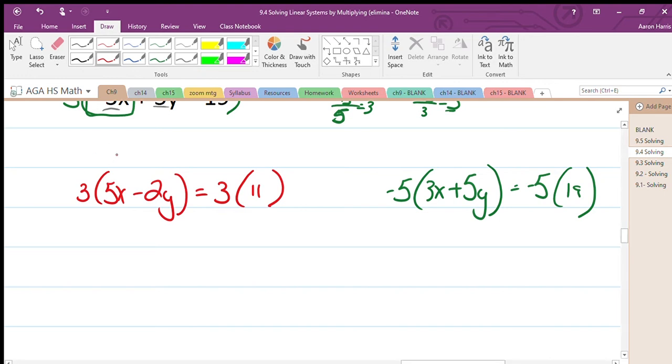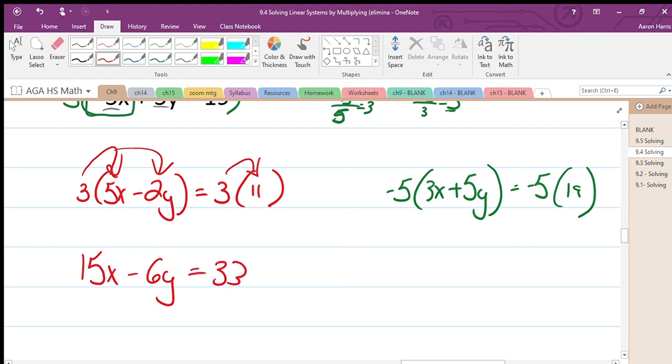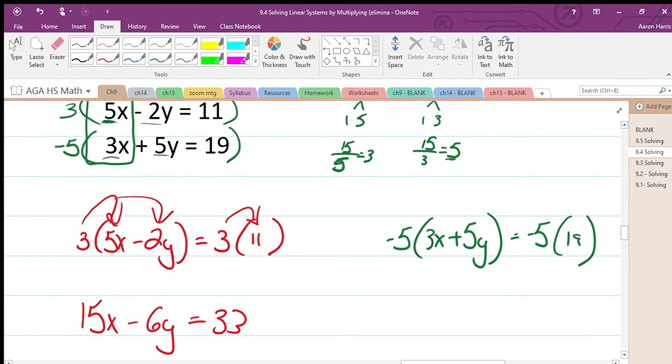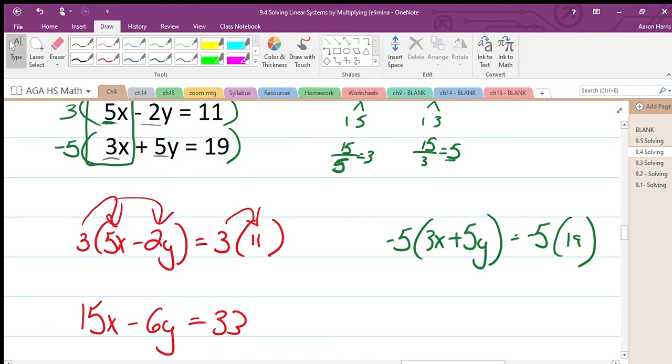So I distribute this in, and I get 3 times 5 is what? 15. So I get 15x. 3 times negative 2, negative 6y. 3 times 11, 33. This is the exact same thing as saying 5x minus 2y equals 11. Okay? So now let's come over here.